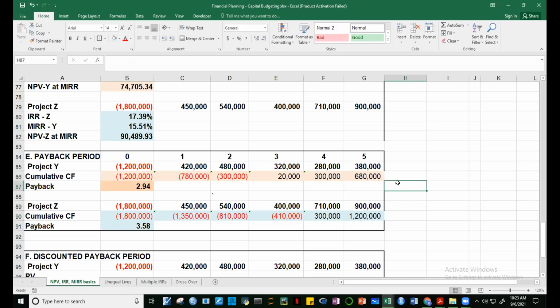So payback period natin for Project Y is 2.94. Payback period natin for Project Z is 3.58. So expectedly, guys, it will take longer for us to recover the initial investment for Project Z because Project Z has a bigger initial investment. Okay, kung pareho yan, guys, if they're the same, kunyari parehong 1.2, then the project that has the lower payback period, we can say that it has the faster recovery of the initial investment. But we can't say that here kasi nga, yung isa 1.8 yung isa naman 1.2. All we can say is that Project Z takes a longer time to recover the initial investment, 3.58 years, while Project Y naman 2.94 years.